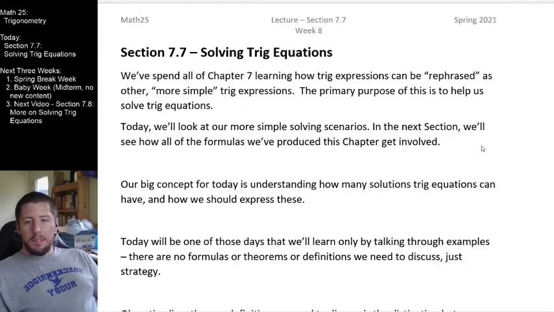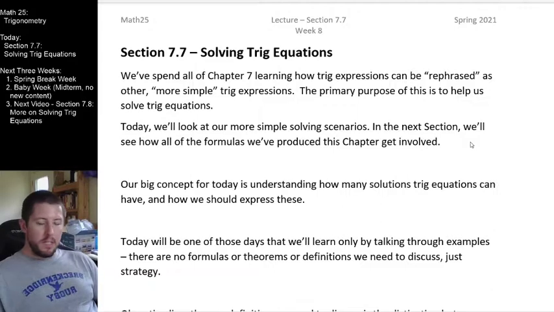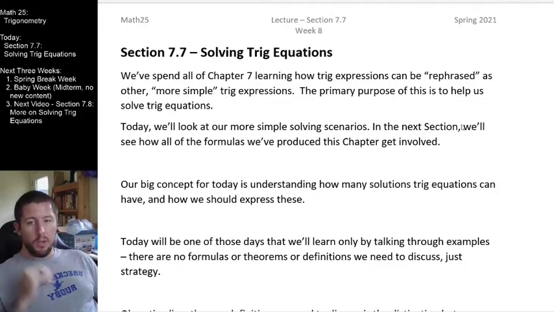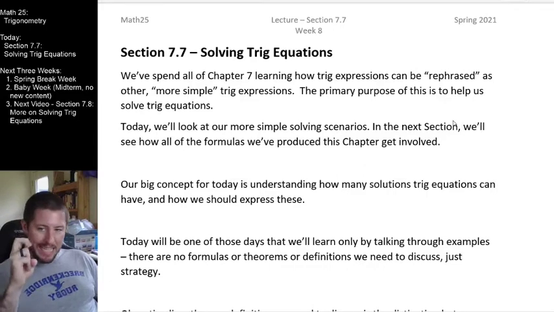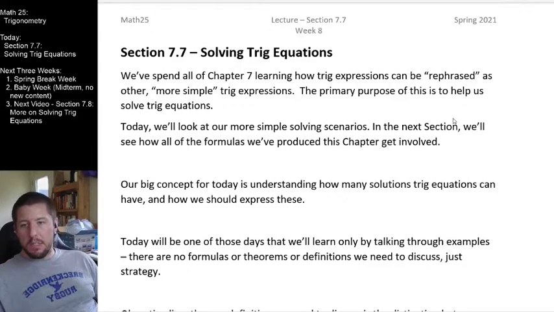So today we'll look at our simple solving scenarios. And even this stuff isn't just straight up easy. There are still some components of this that are a little bit tough right here, but it's certainly more simple than the stuff that we're going to see in 7.8. So it really matters that we master the easy ones here today so that we can handle the more difficult algebra associated with the ones that we're going to see in 7.8.